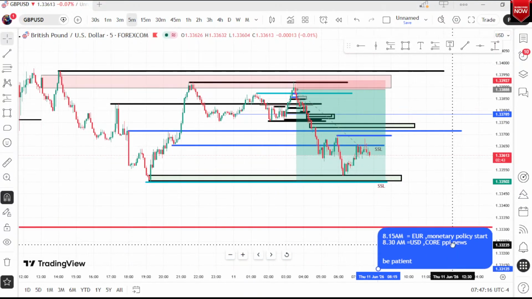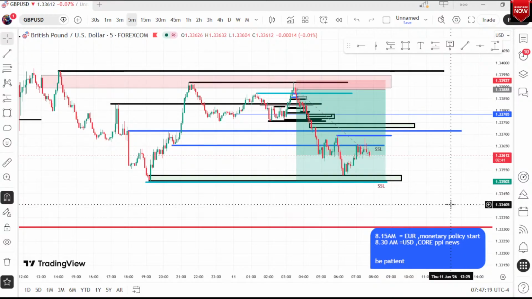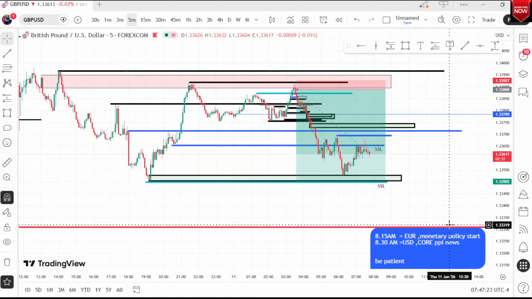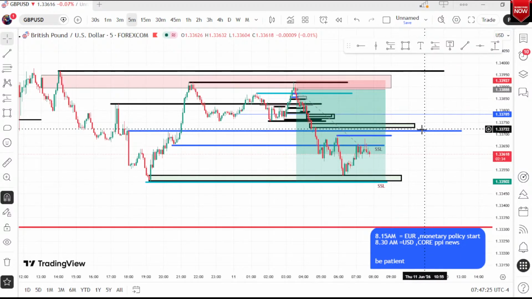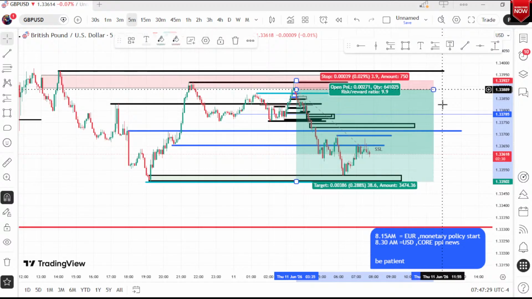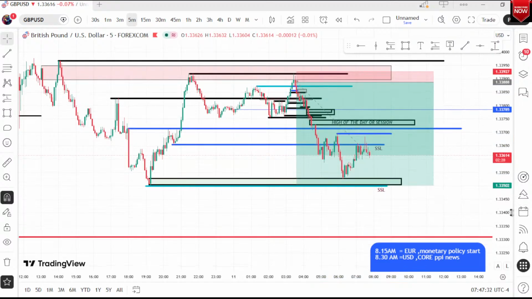I'm expecting price to continue lower, but let's watch it and be patient with price. Actually, let's put it at that area. So let's watch it.